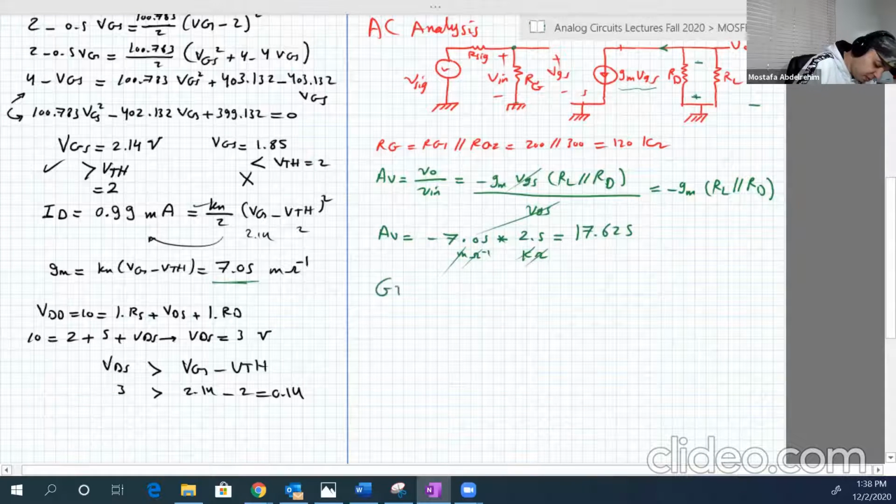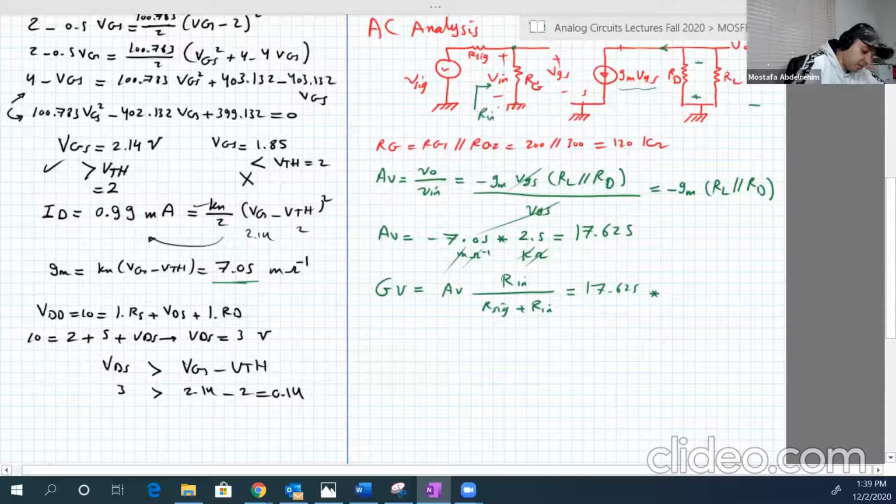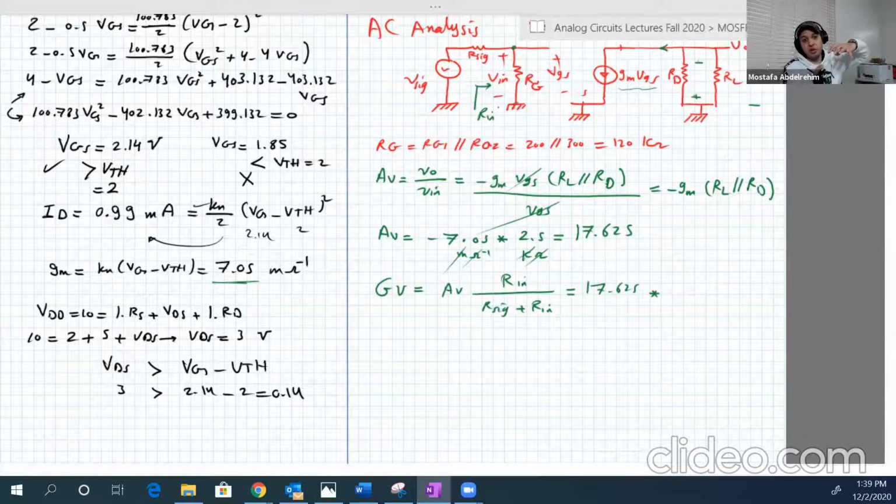How about GV? GV is equal to AV multiplied by R input over R signal plus R input. R input is the resistance that the signal source sees. Signal source, I mean here by the signal voltage itself and the internal resistance. So it's actually between the two terminals of the input.